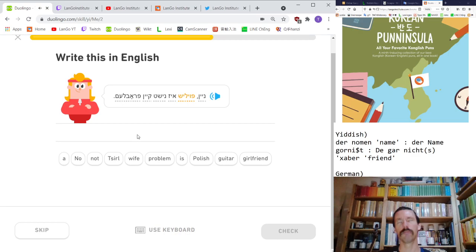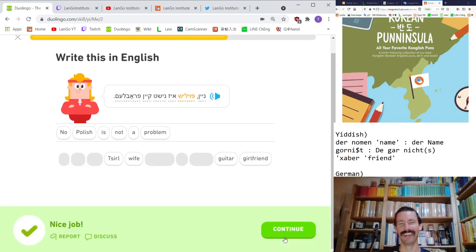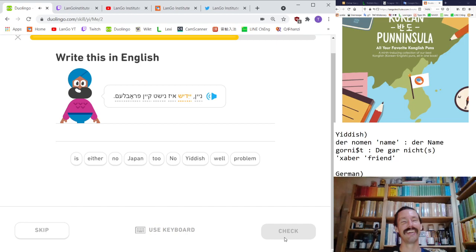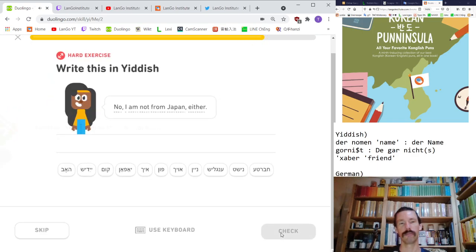Nein, Polish ist nicht kein Problem. Polish. So this correspondence here, Polish to Polnish, a little complicated. There's no N in this Yiddish one. Nicht kein Problem. No, Polish is not a problem, whatever that means. Nein, Jiddisch ist nicht kein Problem. It's no problem. No, I am not from Japan either.